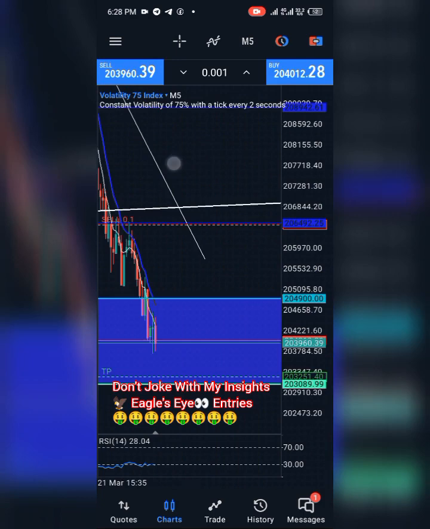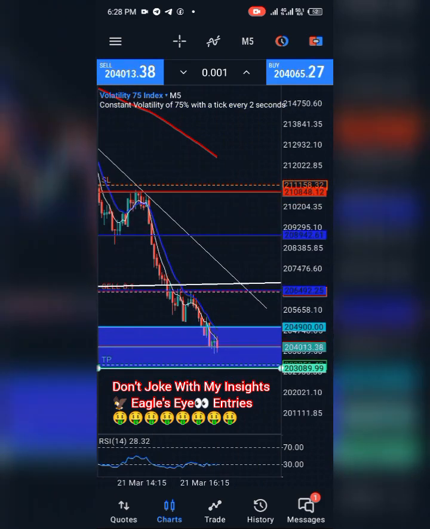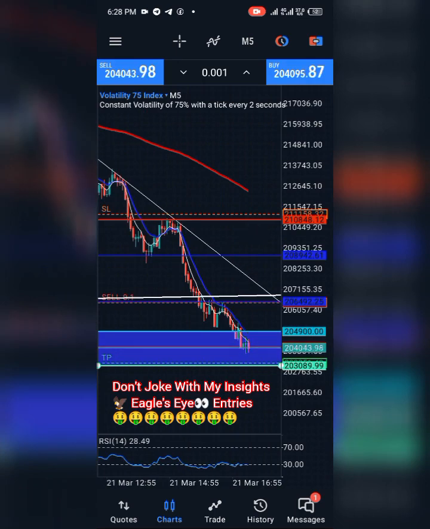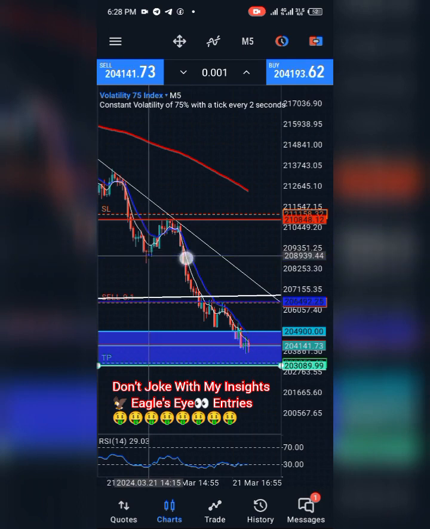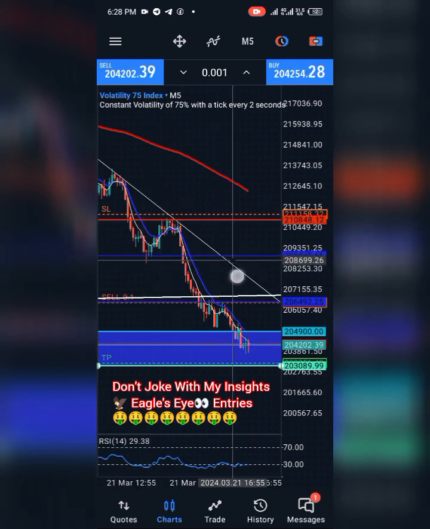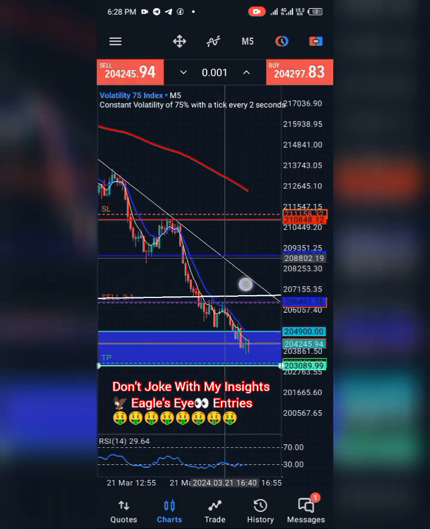Let me go to the 5 minutes time frame. Okay, this is a resistance. This blue line over here is a support. I'm expecting this support to turn into resistance. This is a support here on the 5 minutes time frame. I was expecting that price would reverse back and hit here and continue downwards, but it didn't happen. So that's why I use blue.